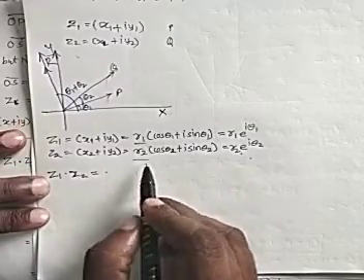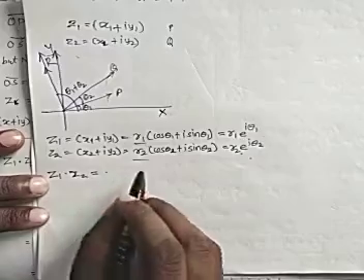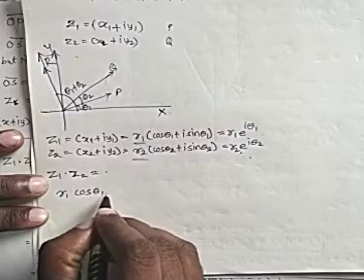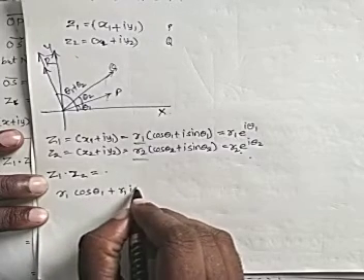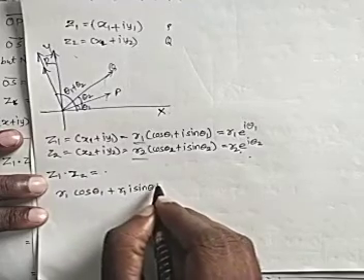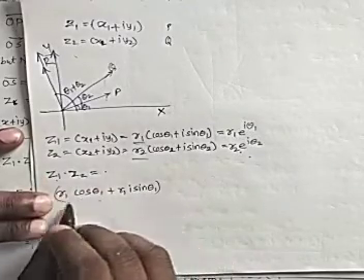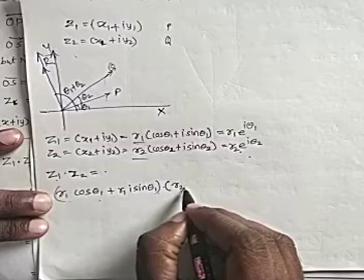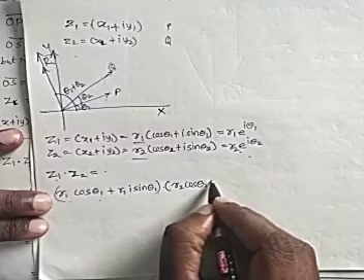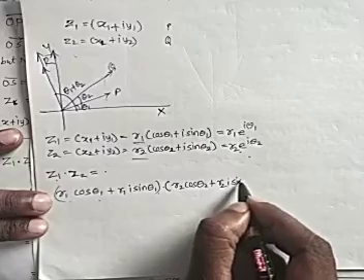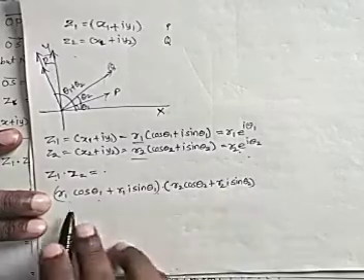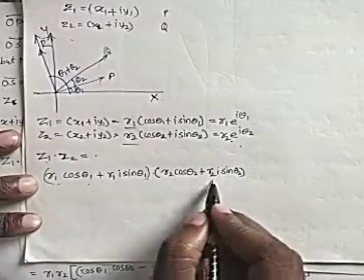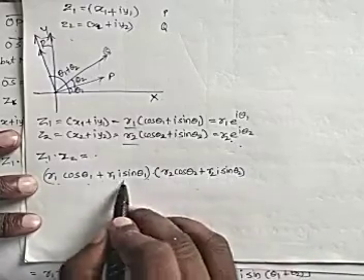Now put the value of Z1 and Z2. We can write this as R1 times cos of theta 1 plus R1 times I times sin of theta 1 in bracket, that is Z1, multiplied by R2 cos of theta 2 plus R2 I times sin of theta 2, that is Z2. So these are two forms, and we have to multiply this bracket with this bracket.